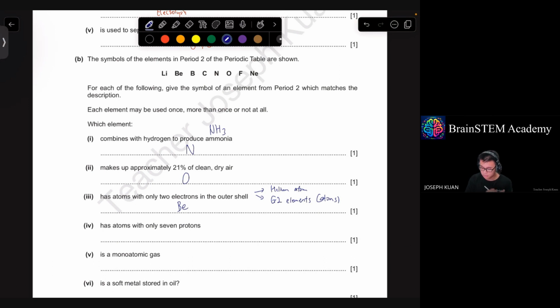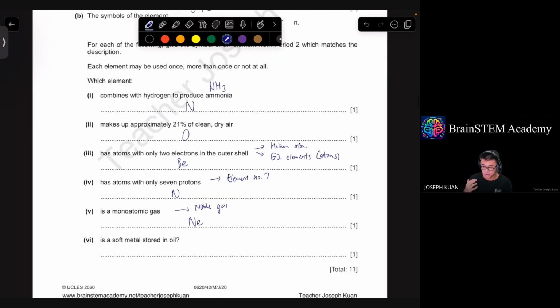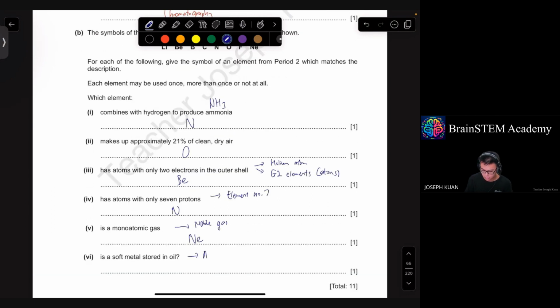Next question, has atoms with only 7 protons, so that will mean that it's element number 7. So element number 7 is actually just nitrogen. And next is a monoatomic gas that is actually a noble gas, which is just neon. And lastly is a soft metal stored in oil that will actually be an alkali metal, group 1 metal. So that will be lithium.